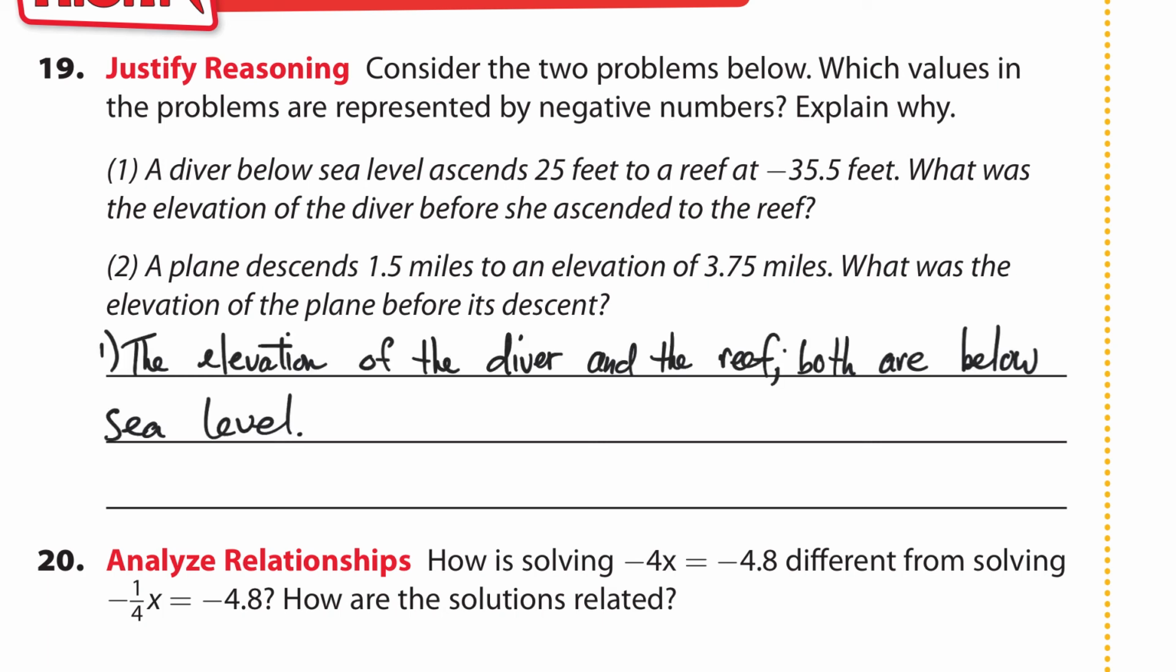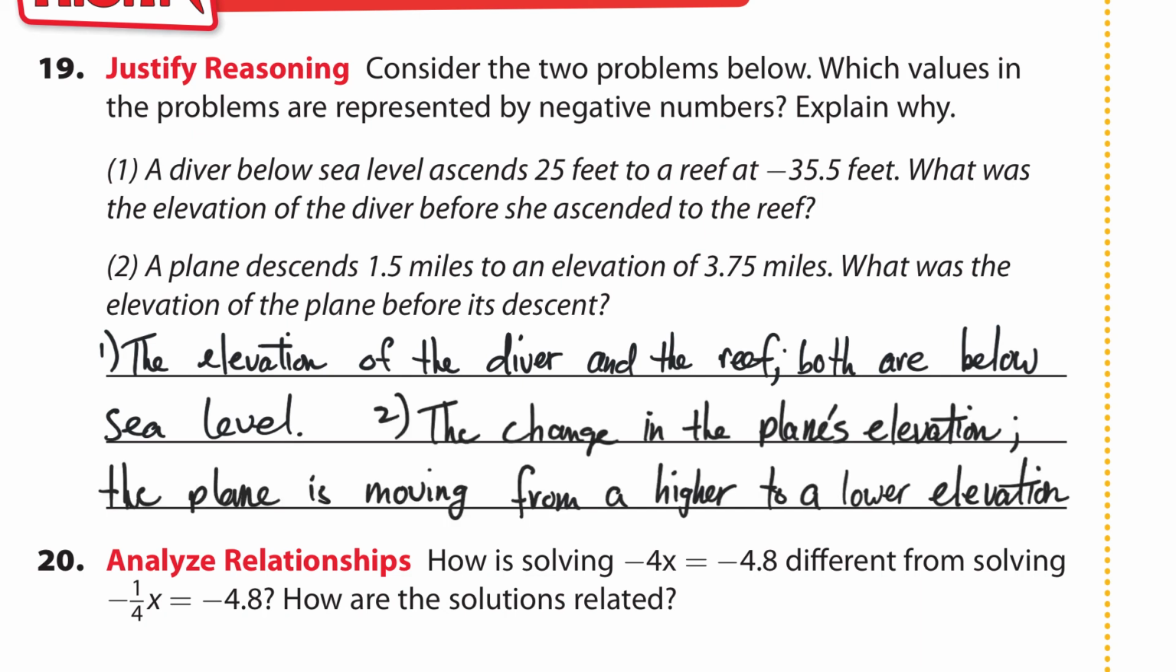So if we look at this here, which values in the problems are represented by negative numbers? Here is below sea level. So what's represented by negative numbers? The elevation of the diver and the reef. The diver is below sea level, so his elevation is negative, and the reef is at negative 35.5 feet, so that's represented by a negative number. So both of those are negative numbers.